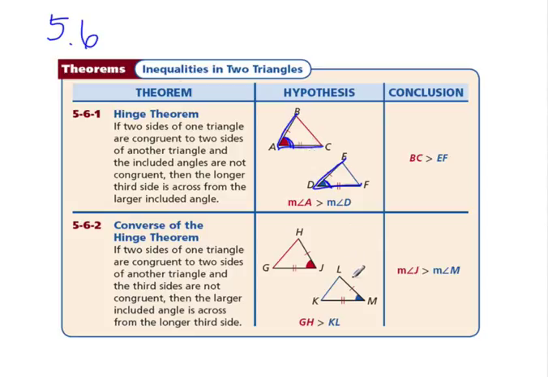The converse works as well. If I know that I have two sides congruent in two different triangles and the third sides are not equal, then I know that the largest angle is across from the largest side. So if I know that GH is greater than LK, then I know that angle J is larger than angle M. Pause your video if you need more time to copy this.